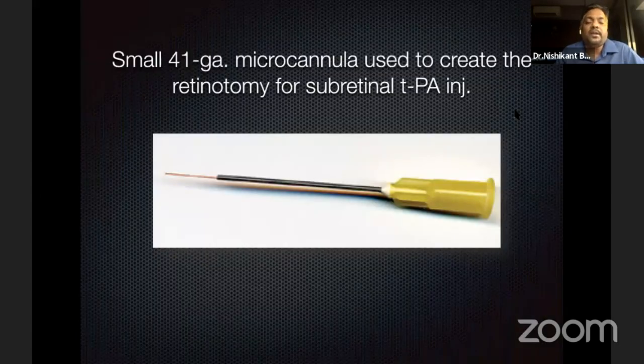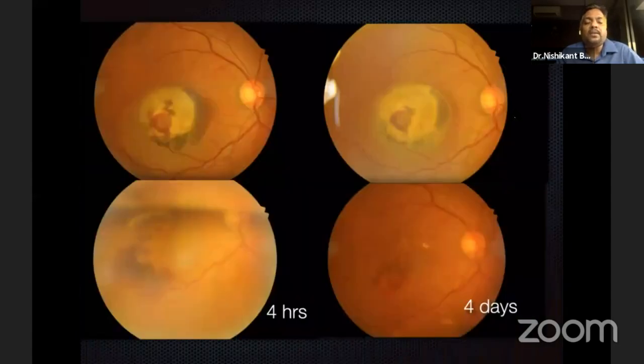Now, this is the needle that is used, and the main thing for doing a half FGE is that the upper half of your vitreous cavity is filled by gas, and the tamponading effect out there prevents this blood which gets liquefied from moving upwards, rather it moves downwards.